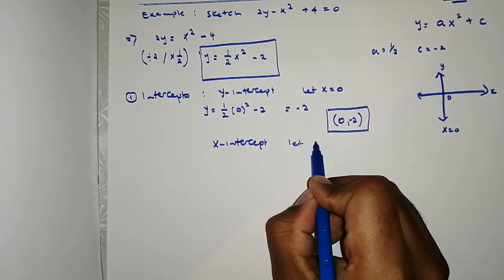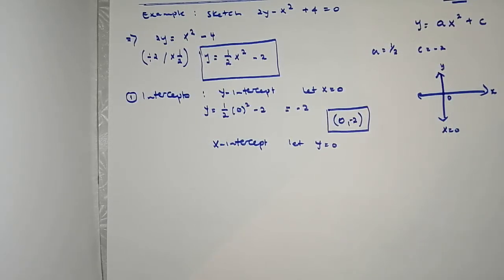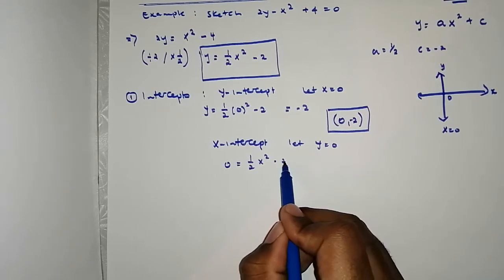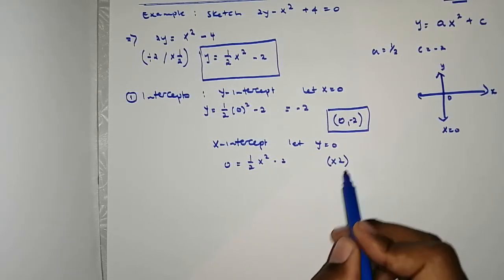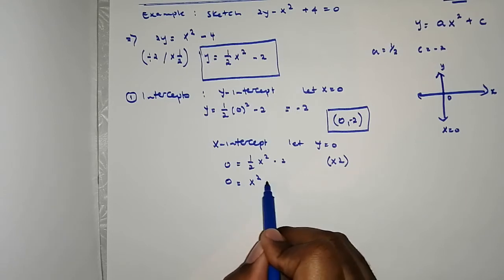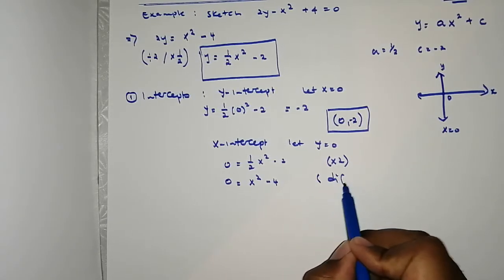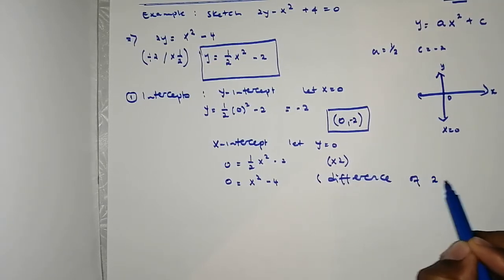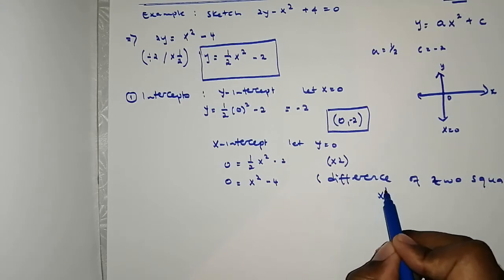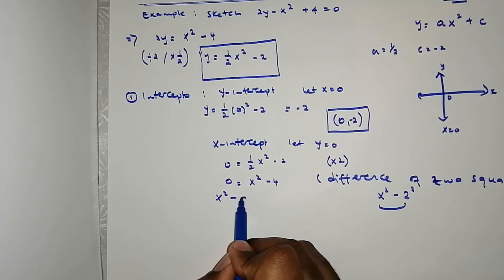And then the x-intercept. We're going to let y equal to 0, where the graph will touch or cut the x-axis. So it's going to be 0 equals 1/2 x squared minus 2. Then we can multiply by 2 everywhere, so 0 equals x squared minus 4. You might recall that this is the difference of two squares, because it's x squared minus 2 squared.